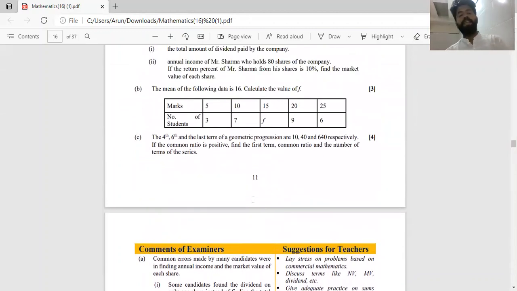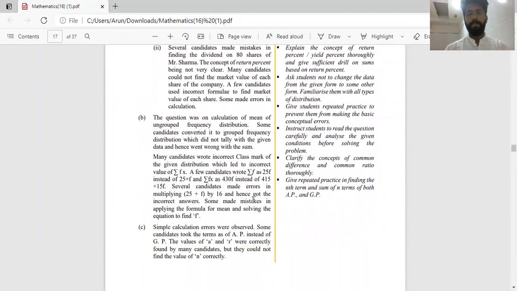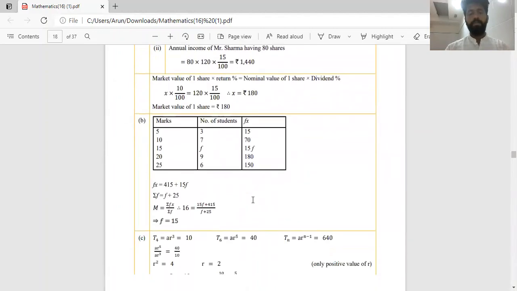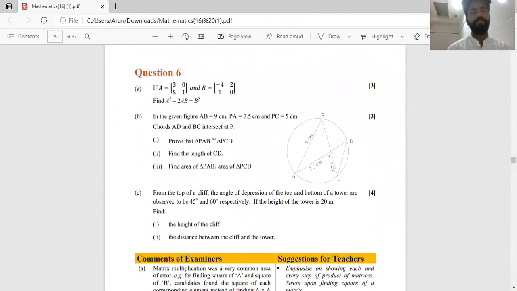Question number 5C is from GP. Again, GP has been reduced from our portion this year, so we'll not be discussing it. Moving on to question number 6. Question 6A. In that, it is again a question on matrices.